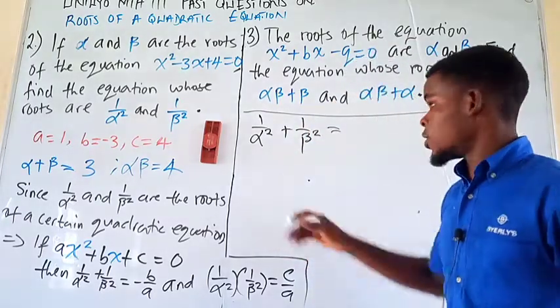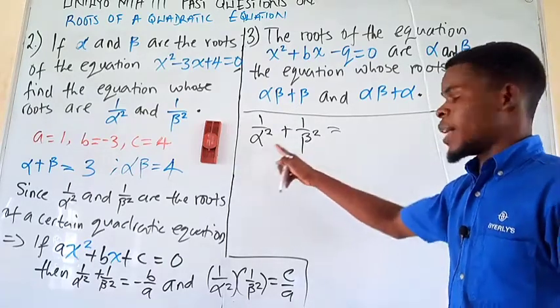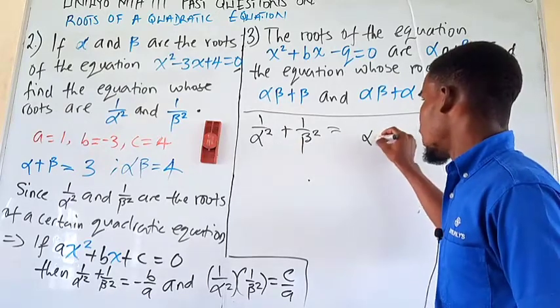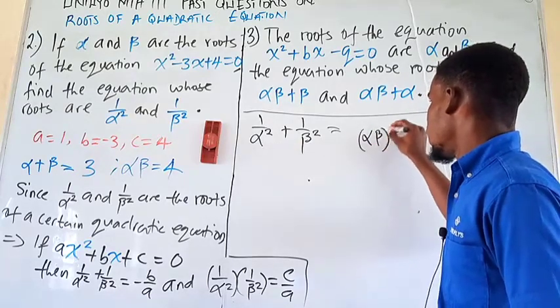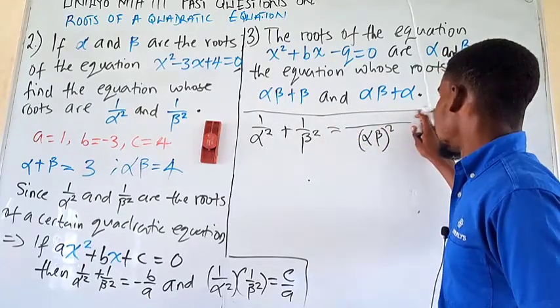Okay, so since this is just the sum of two fractions, we need to get a common denominator. So I'm going to go ahead and multiply these two denominators together. I'm going to have alpha times beta squared. The two of them are with their squares, so we just take a common square like that.